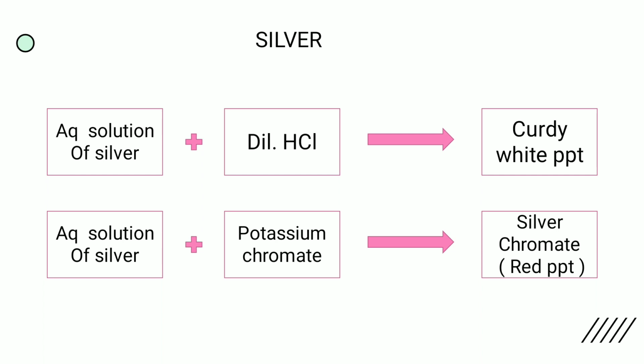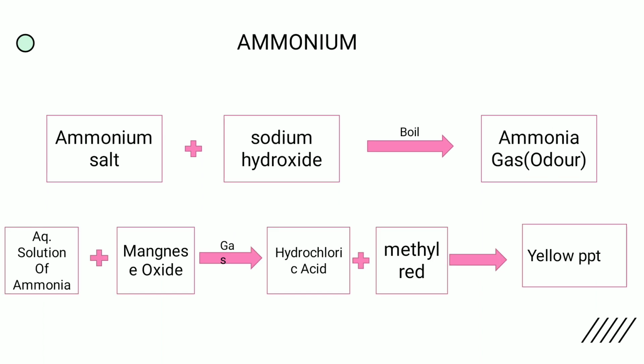Next test, an aqueous solution of silver is reacted with potassium chromate. There is a formation of silver chromate, which is observed as a precipitate. Next is ammonia. In the ammonia test, an ammonium salt is reacted with sodium hydroxide and then boiled. There is a gas of ammonia. We heat the ammonical compound on a burner with the help of a spatula. It has an ammonical smell. So an ammonical compound will be identified easily by the evolution of ammonia gas.